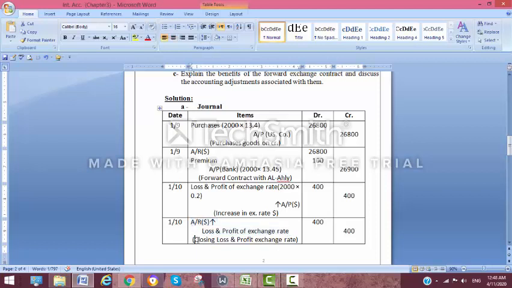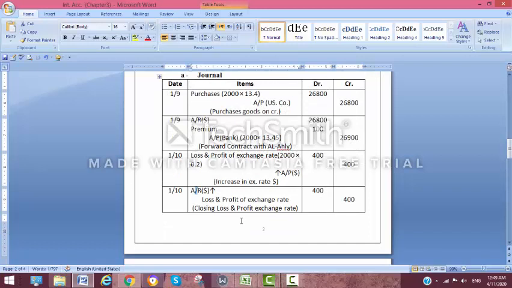When making the journalized entry for closing the loss of exchange rate, it is by credit. Why by credit? Because the loss of exchange rate is debit. You make the closing entry for the loss of exchange rate by credit, and I carry the debit to the bank by the accounts receivable, with a value of 400 Egyptian pounds. Explanation: closing the loss of exchange rate, dated 1 October.